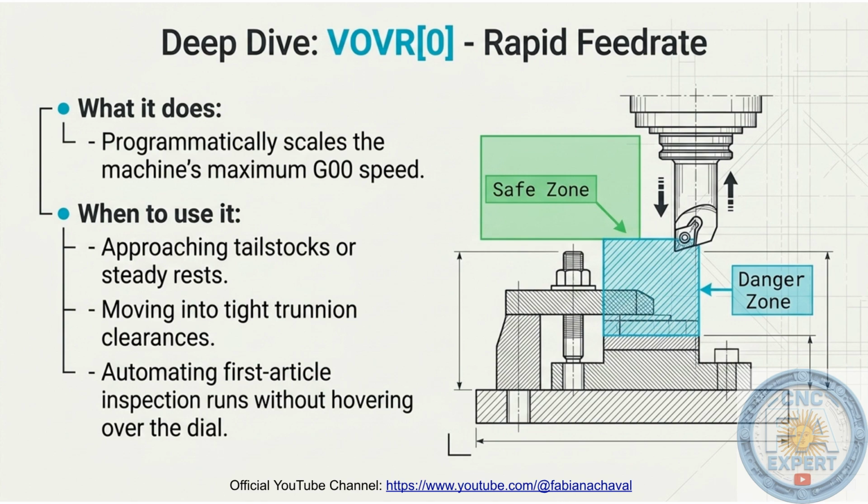VOVR0 programmatically scales the machine's maximum G00 speed. This is your safety net when approaching tailstocks, steady rests, or moving into tight trunnion clearances. It's also perfect for automating first article inspection runs without the operator needing to hover over the dial.